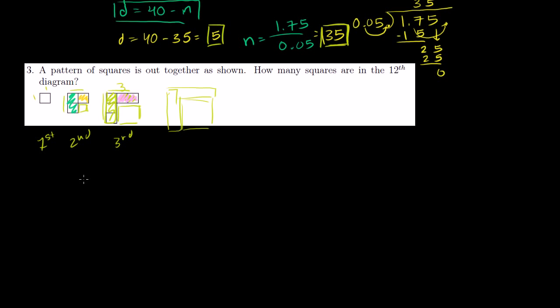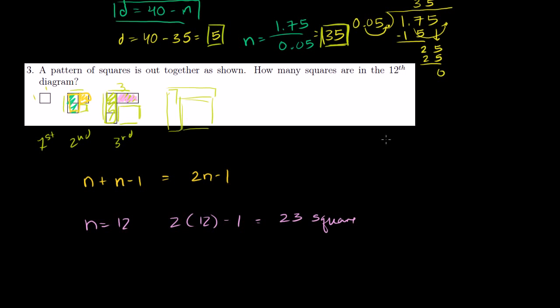So in general, the number of squares, for any n, is going to be n plus n minus 1, which is the same thing as 2n minus 1. And it works, right? 2 times 3 minus 1 is 5. 1, 2, 3, 4, 5. So it works for these three. So the 12th square, when n is equal to 12, it's going to be 2 times 12 minus 1, which is equal to 24 minus 1, which is equal to 23 squares in the 12th diagram.